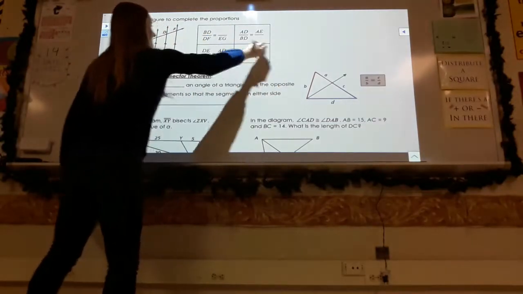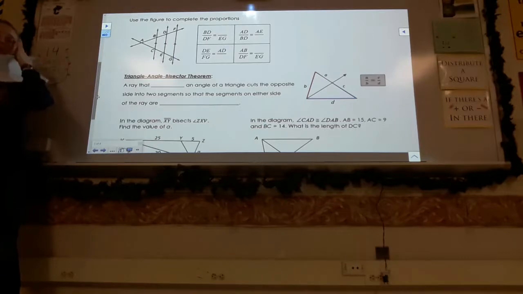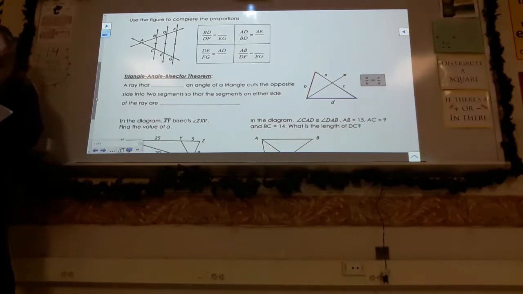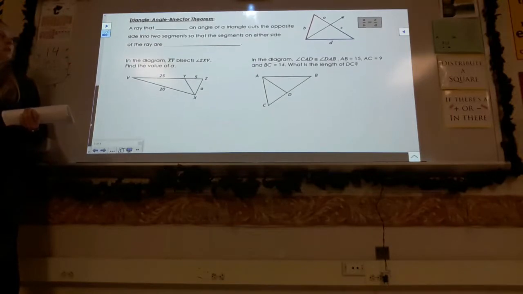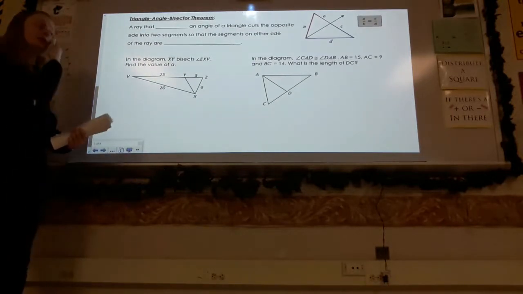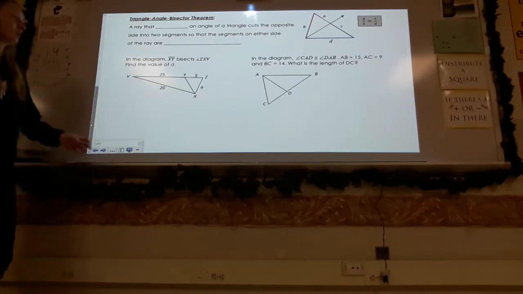Okay? That's all you need to know about that one: the side splitter, being able to solve using those proportions, and then matching up corresponding parts to finish the proportion. Alright, so that's all you need to know about that one. Our next one we're going to talk about here is also pretty short, how you need to work with it.